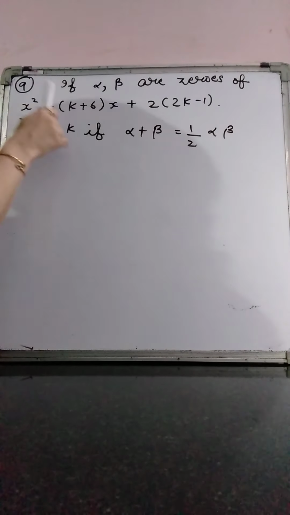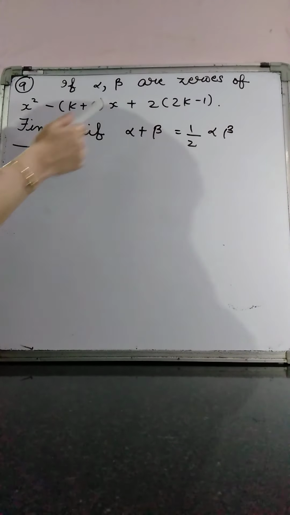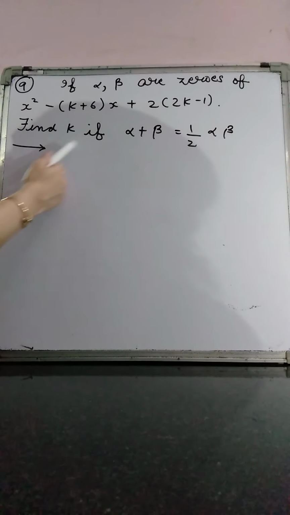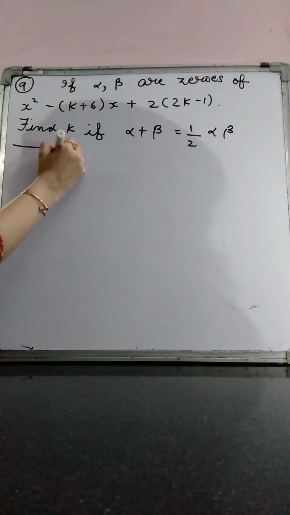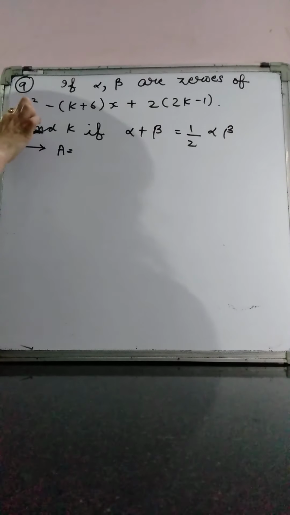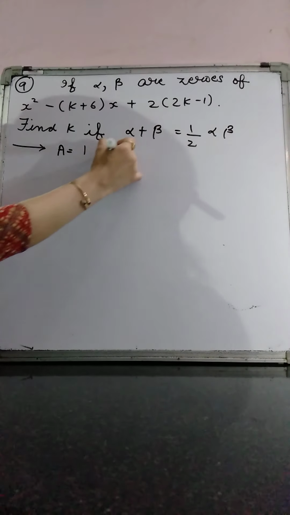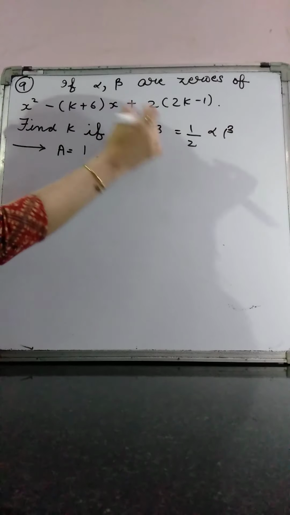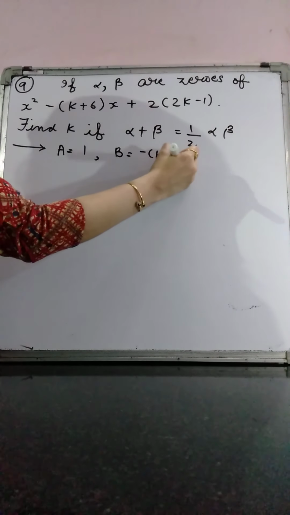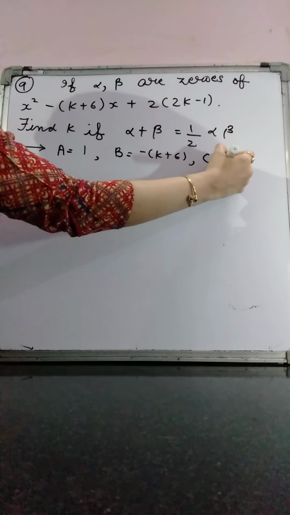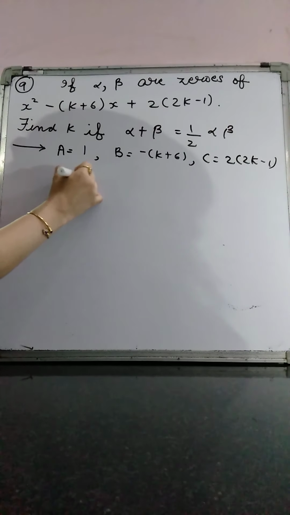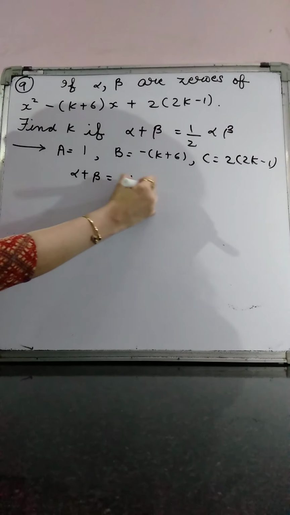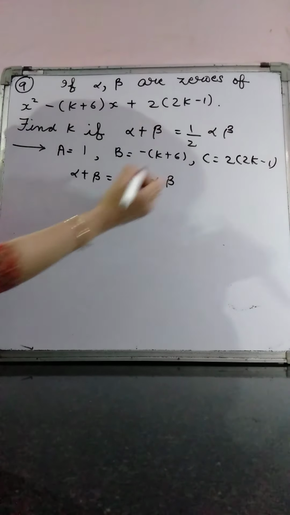Now next question is, if alpha and beta are the zeros of this polynomial, find the value of k if alpha plus beta is half alpha beta. First of all, compare. The value of a is the coefficient of x square, that is 1. The value of b is coefficient of x, and the constant term c is 2k minus 1. Condition given is alpha plus beta is equal to half alpha beta.